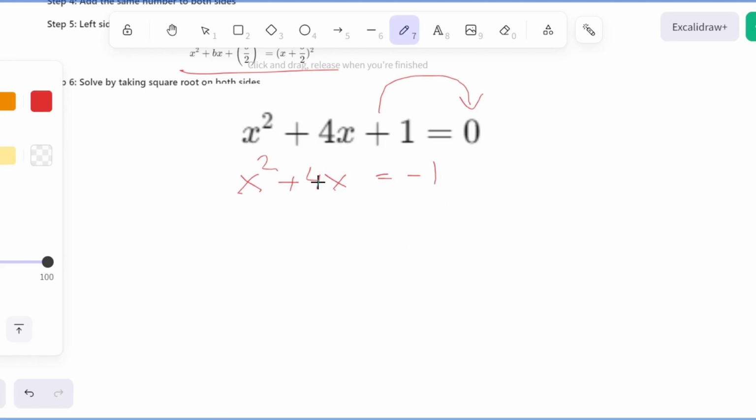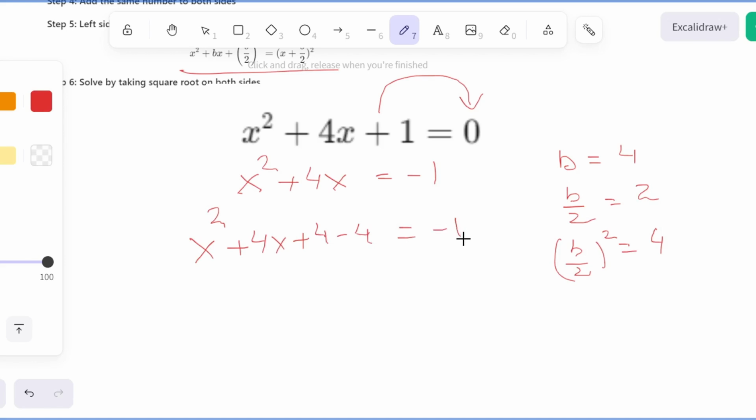Make sense? After that, whatever is the coefficient of x, you have to halve it. So here it is 4, half of that becomes 2, and then square it. That becomes 4. This 4 has to be added and subtracted. So we'll write it like this: x square plus 4x plus 4 minus 4 equal to minus 1.